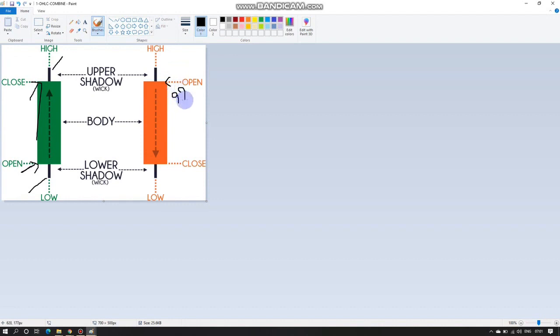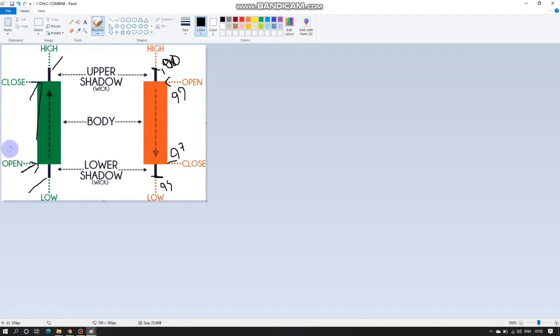Suppose the stock opened at 99, it made a high of 100, it made a low of 95, and ultimately it closed at 97. So the open price is greater than the closing price. So this is a bearish sign. The open price is greater than the closing price, which means that it is a bearish candle, and a bearish candle is shown like this: opened here, made a high here, made a low here, and ultimately closed here.